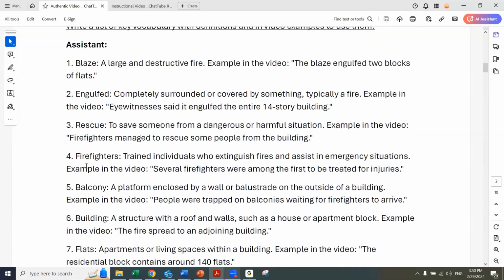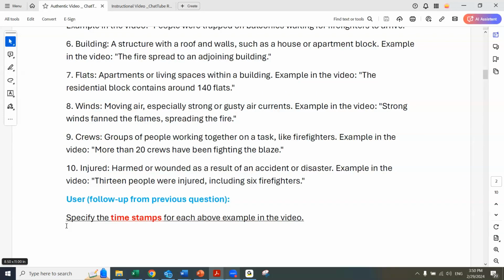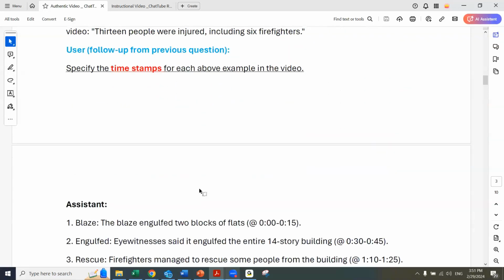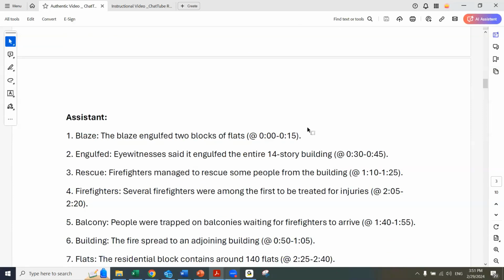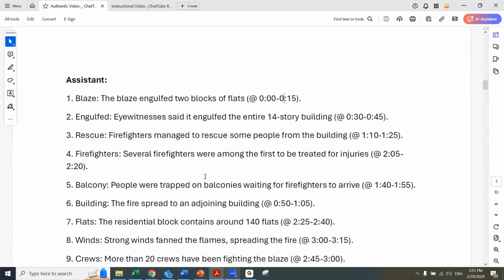I asked it to write a list. I didn't specify how many, so it gave me about 10 examples. Because all the examples are from the video, it would be nice if it could tell us, like, at 1 minute, this is where the newscaster said the sentence. It actually did give me pretty satisfying answers. It said this sentence happened from 1 minute 10 seconds to 1 minute 25 seconds. This is very helpful, I think.